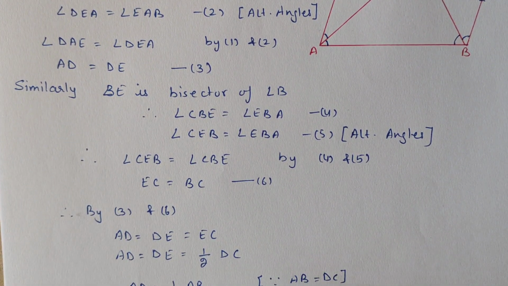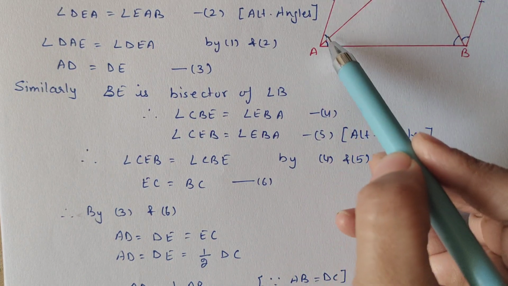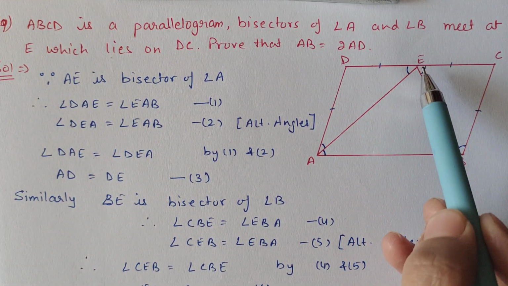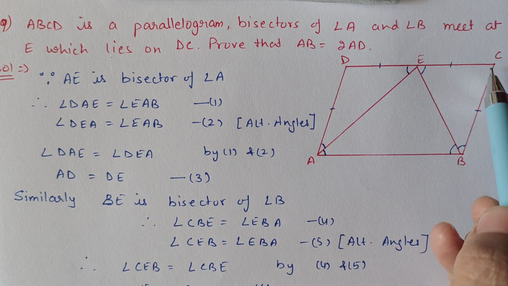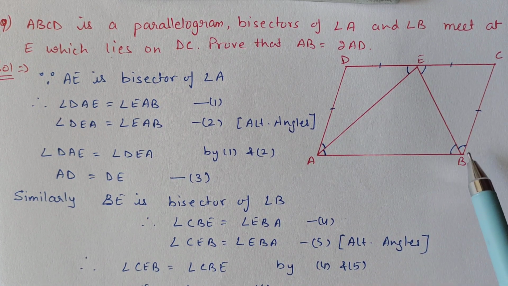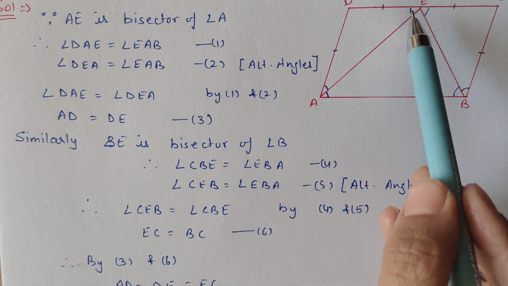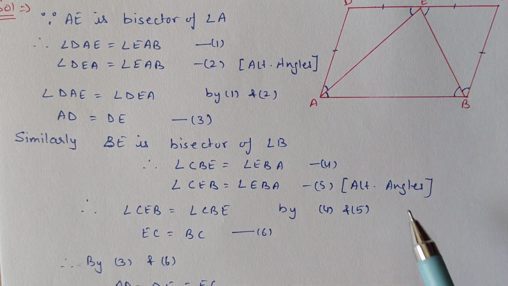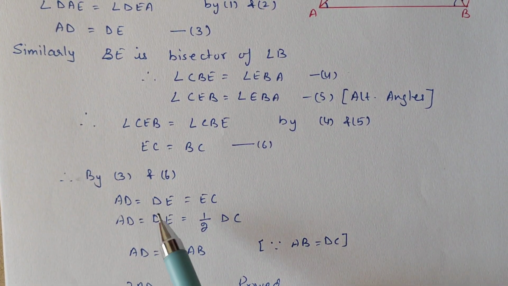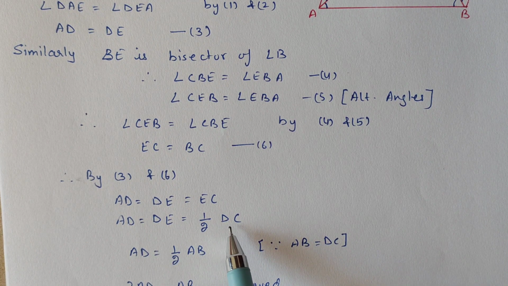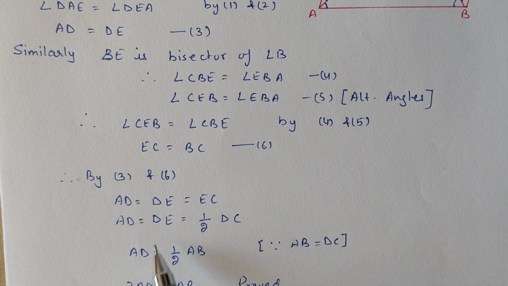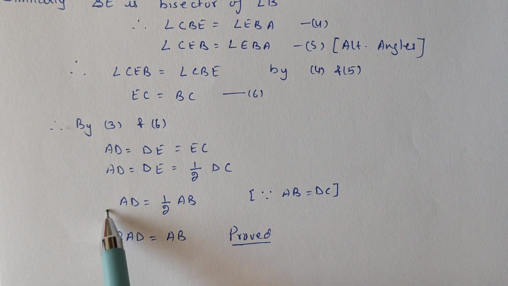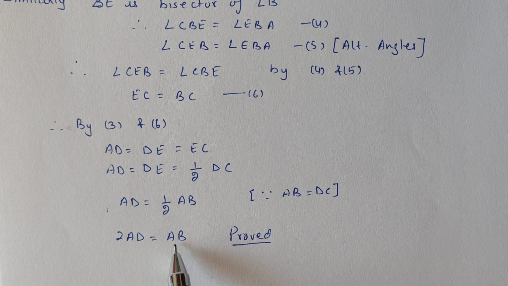So we got here AD is equal to DE, and DE is equal to EC, and EC is equal to BC. So we can say here DE is half of DC or half of AB, because DC and AB are equal. So DE we can write as half of DC or half of AB. AD and DE are equal, so AD is equal to half of AB, and this half we can shift to the other side, so 2AD is equal to AB. This only we have to prove.